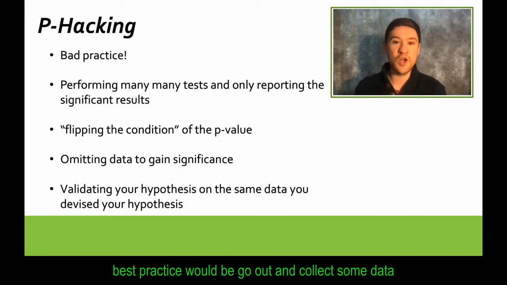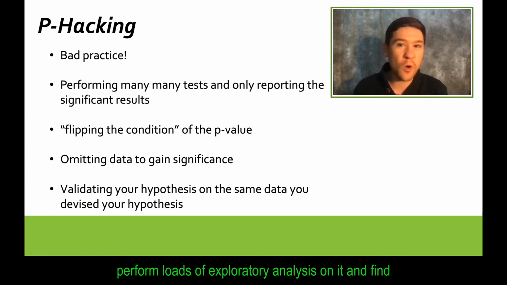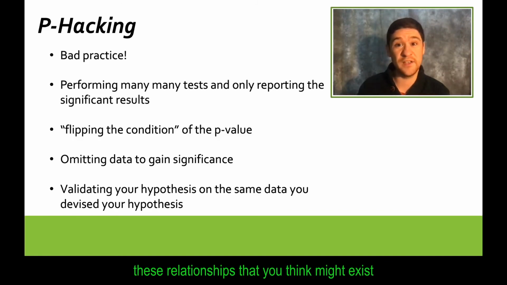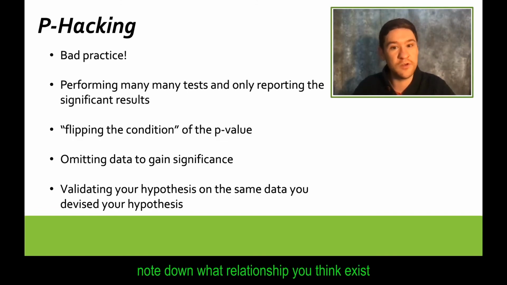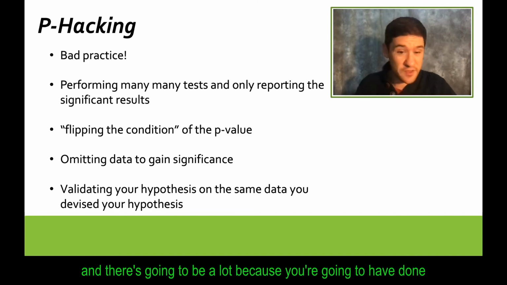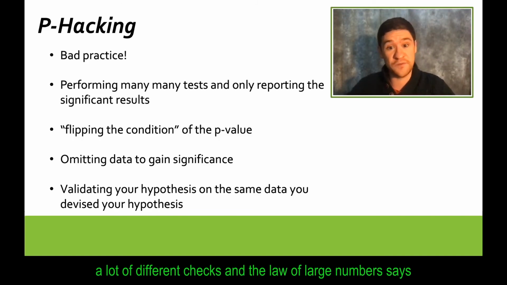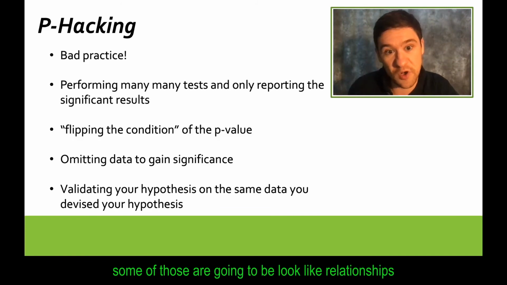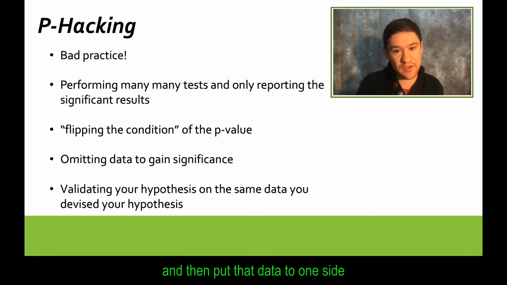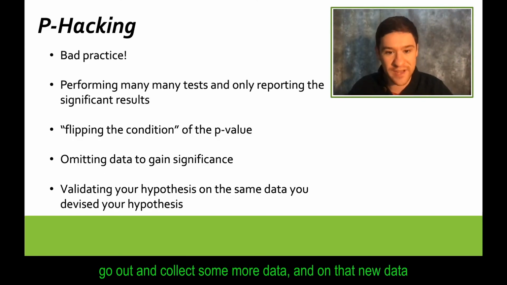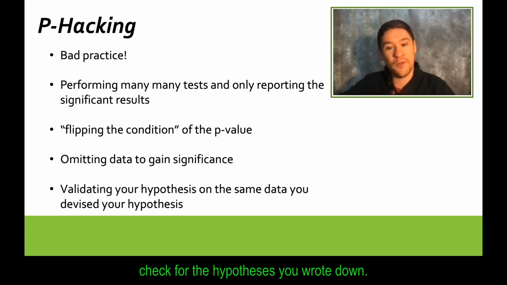Best practice would be to go out and collect some data, perform loads of exploratory analysis on it and find these relationships that you think might exist. But rather than draw any conclusions from that, just note them down. Note down what relationships you think exist. And there's going to be a lot because you've done a lot of different checks, and the law of large numbers says some of those are going to look like relationships, okay? And then put that data to one side, go out and collect some more data, and on that new data, check for the hypotheses you wrote down.